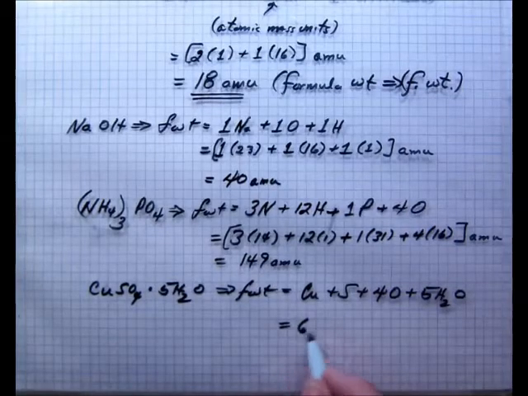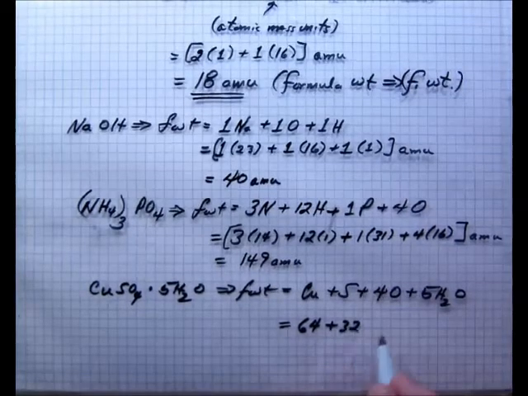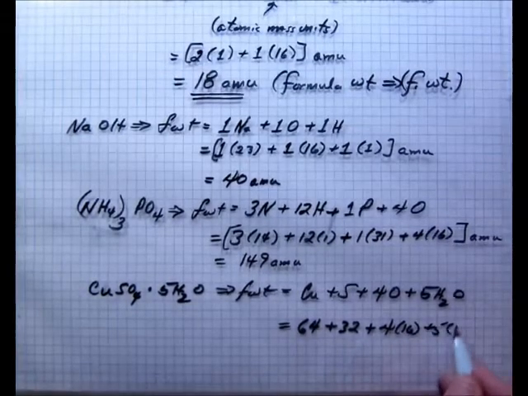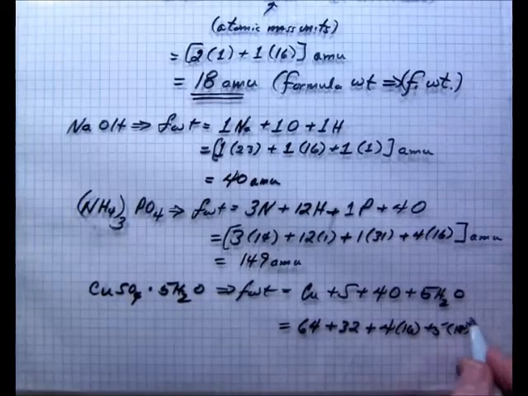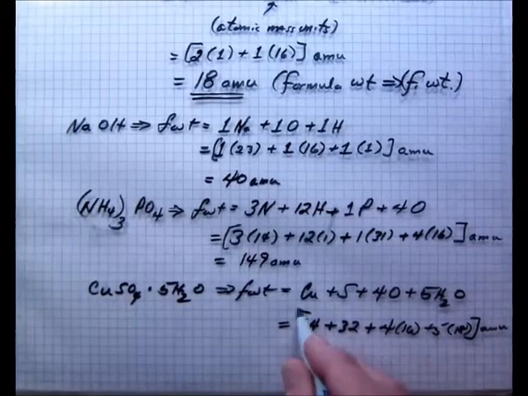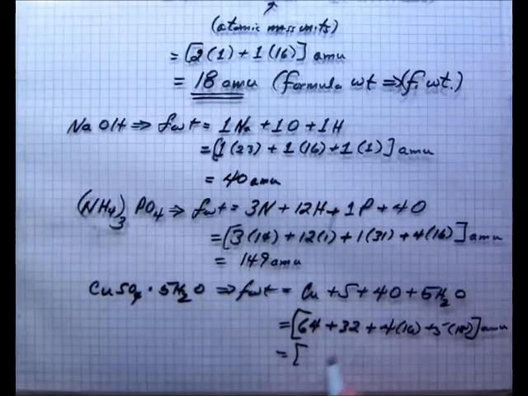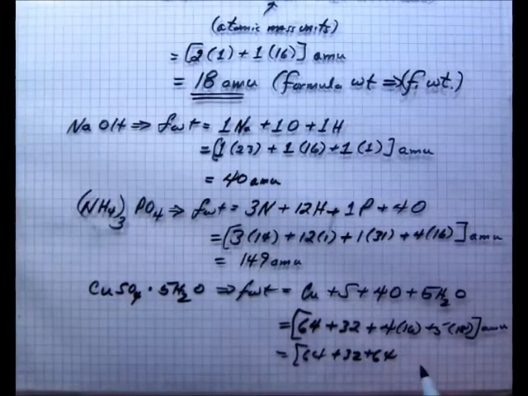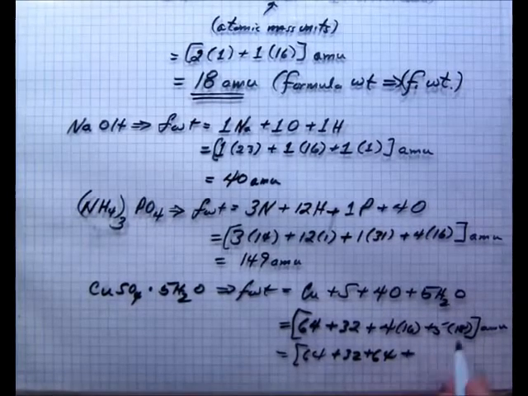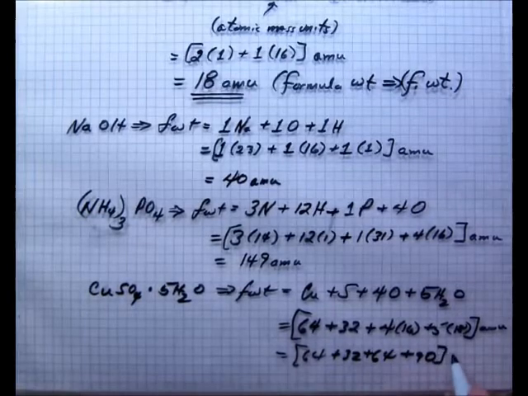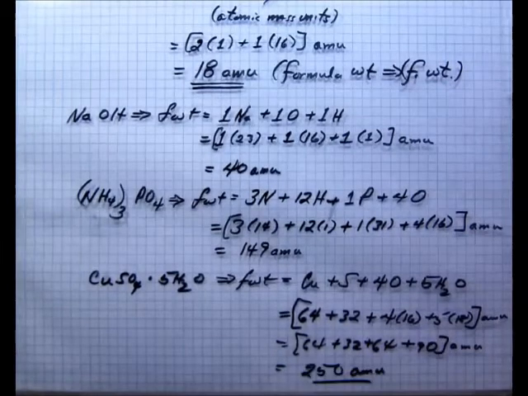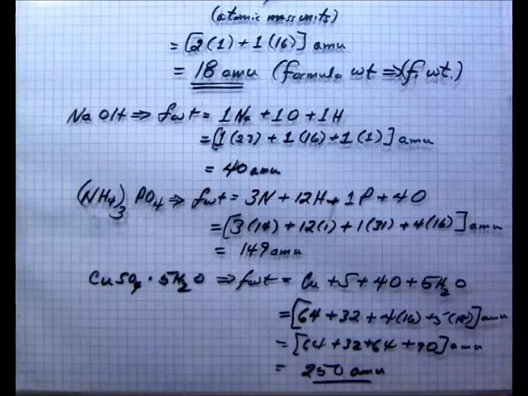You see the copper is 64 atomic mass units, 32 for sulfur, 16 for oxygen, and 18 for water. And that will be in atomic mass units, giving us 64 plus 32 plus 64 plus 90, which is 250 atomic mass units, the sum on that.